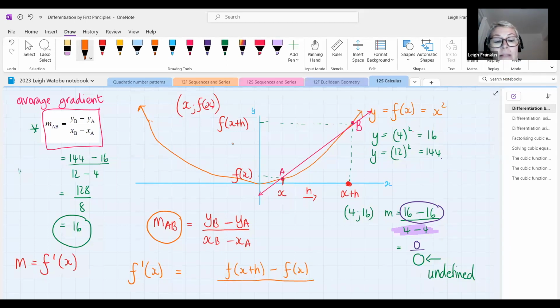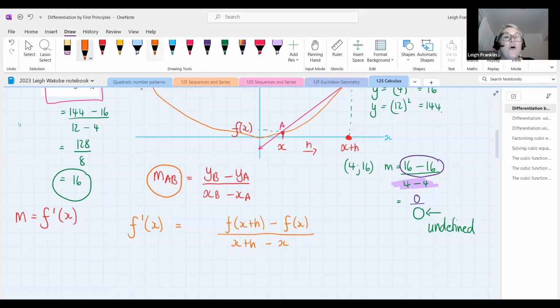In the denominator, my x coordinate is x plus h minus my x coordinate over here, which is x. We're going to simplify that a little bit. I just want to talk about what happens over here. Here we write the word lim, which stands for the word limit.